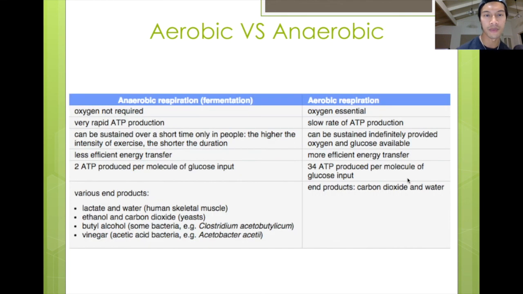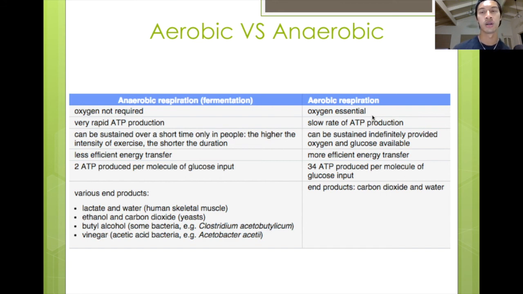Okay, here's a table showing the comparison between aerobic and anaerobic. Once again, to summarize, oxygen is not required in anaerobic. However, it is rapid ATP production and can only be sustained for a short period of time. In animals, it is less efficient, with only 2 ATP molecules per molecule of glucose. Your end products vary depending on which organism is using anaerobic respiration. You produce lactic acid in animals, ethanol and carbon dioxide in yeast, and a few others as well.